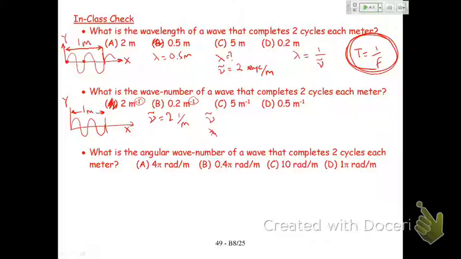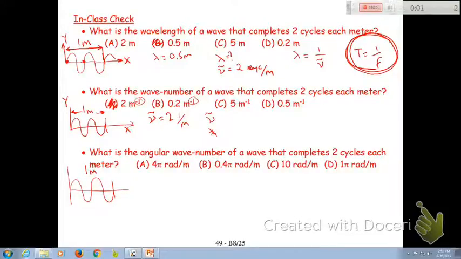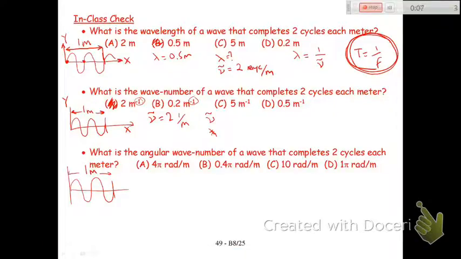Then the last one is, what is the angular wave number of a wave that completes 2 cycles each meter? So again, we'll do this together. Actually no, if you want to do it, do it. Why should we take the fun away? I want to know the angular wave number. So my angular wave number is K. And it's equivalent to my omega. And I know that my omega equals 2 pi times f. So I know that K equals 2 pi times my wave number.